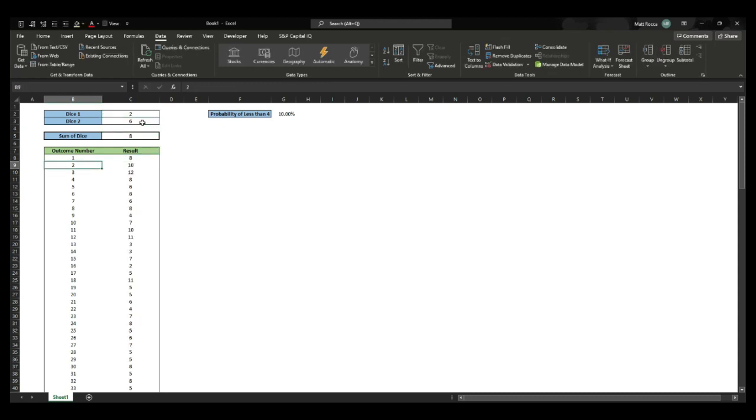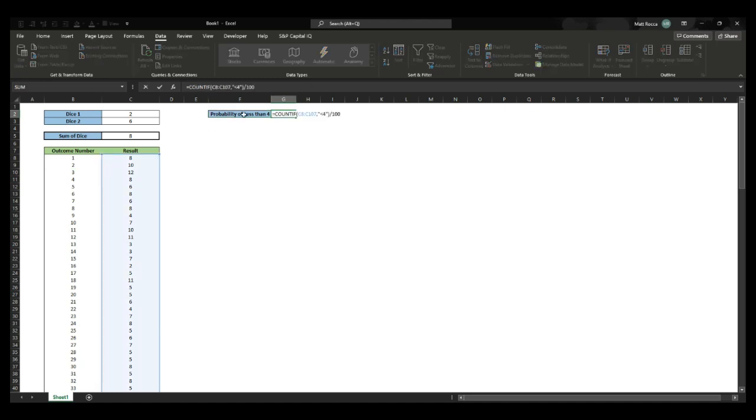So this is the basics of a Monte Carlo simulation, just running a certain random event a bunch of times, and then you can do some analysis. Like here, I could calculate the probability that the sum of the dice rolls is less than 4. So I could take COUNTIF this range is less than 4 and divide it by the total number of outcomes, which is 100. In this case, it's 10%. I could reset. Now it's 5%, reset, 12%.